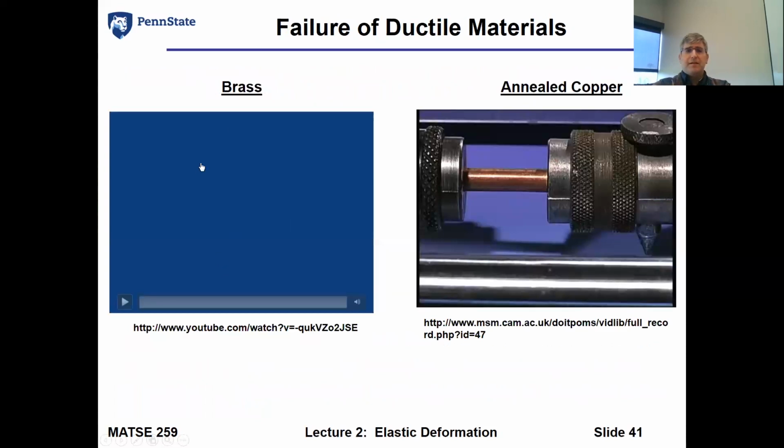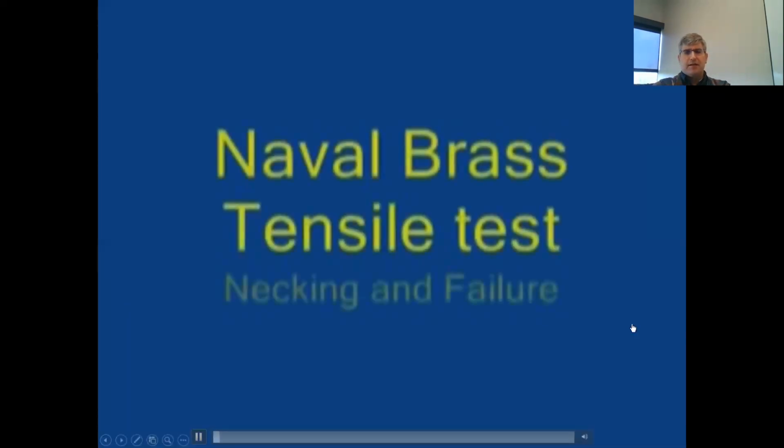So let's look at a couple of failures of ductile materials. In this case, we have a couple of examples, which are basically brass and annealed copper. So let's look at the naval brass first, and lower the volume on this. We're just going to look at how this material fails. If you see it pretty quickly, it's not a very well controlled test, because you can see necking occurring pretty quickly, not in the middle of the test specimen.